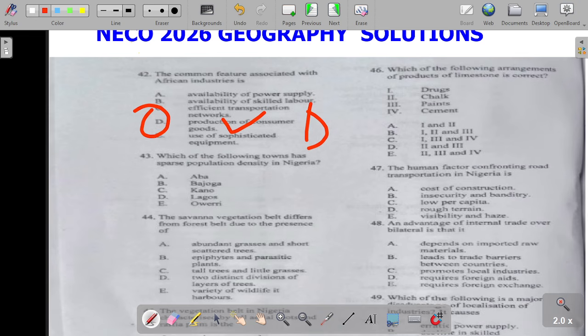43. Which of the following towns has sparse population density in Nigeria? Aba, no. Aba is highly populated. Kano, no. Lagos, no. Owerri, no. It is B.